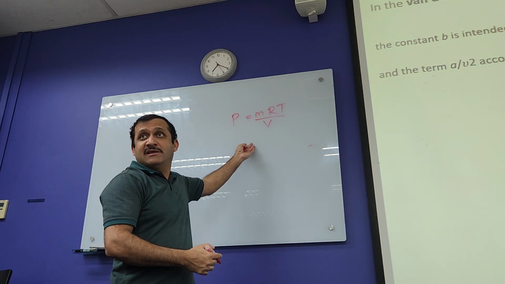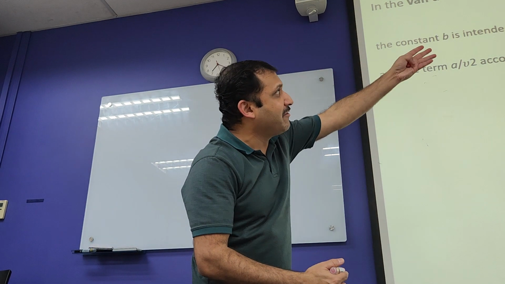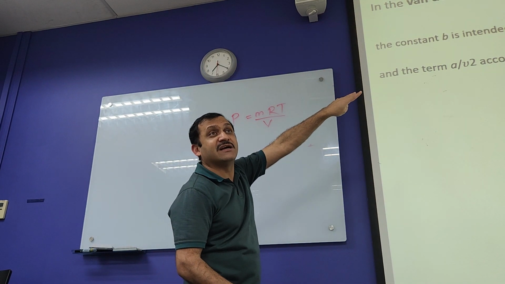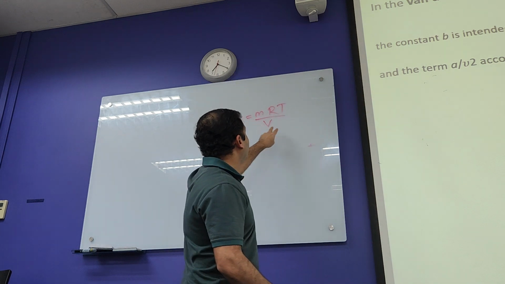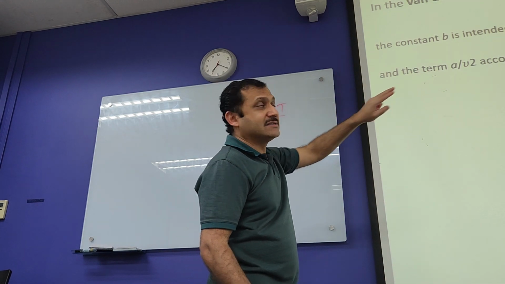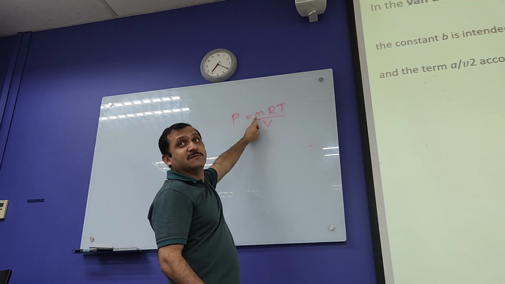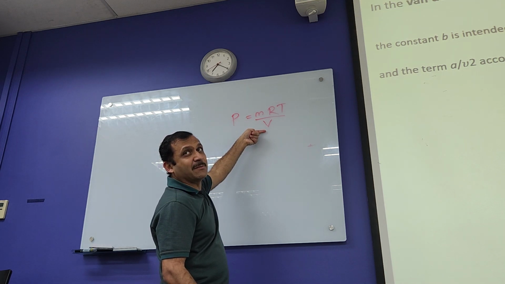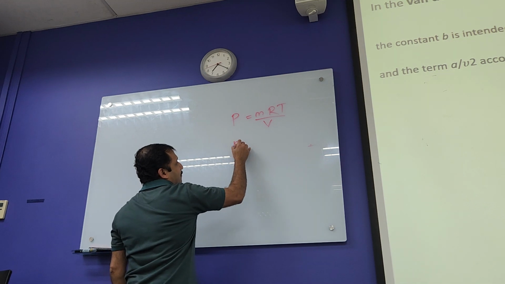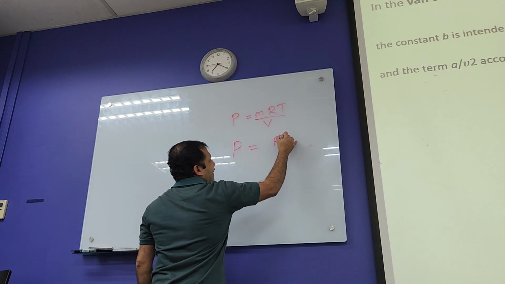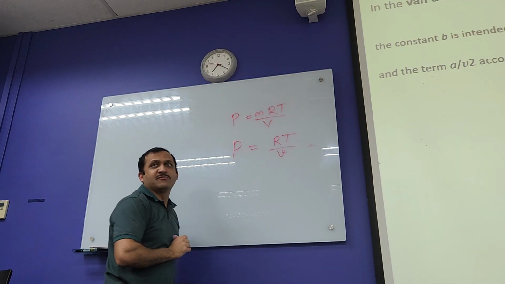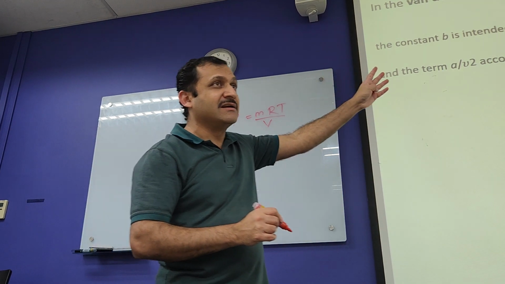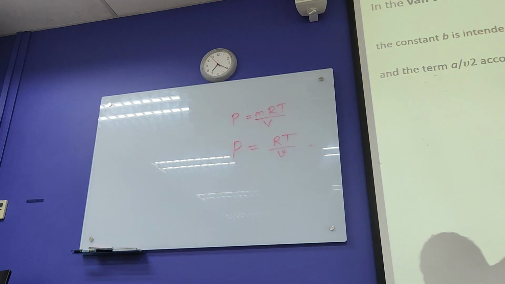Everyone is with me? Do you see a similarity between these? Is there an RT on the right hand side? Yes. Is there a V on the bottom? Yes. That m has disappeared, the reason being we have written small v underneath. So capital V has changed to small v, and we could write P equals RT over small v. That's still ideal.